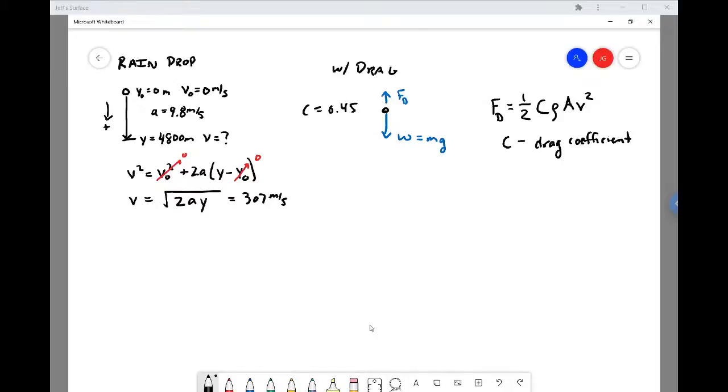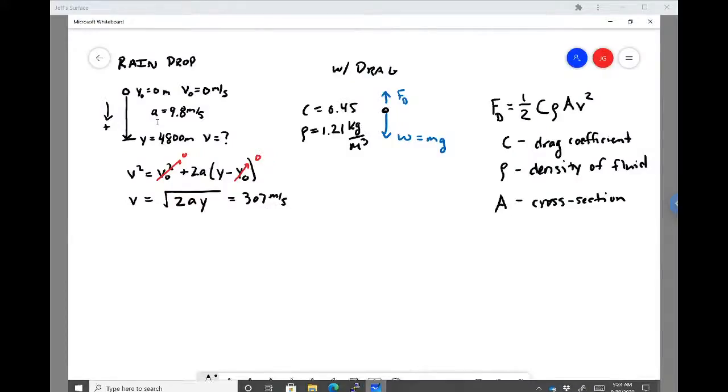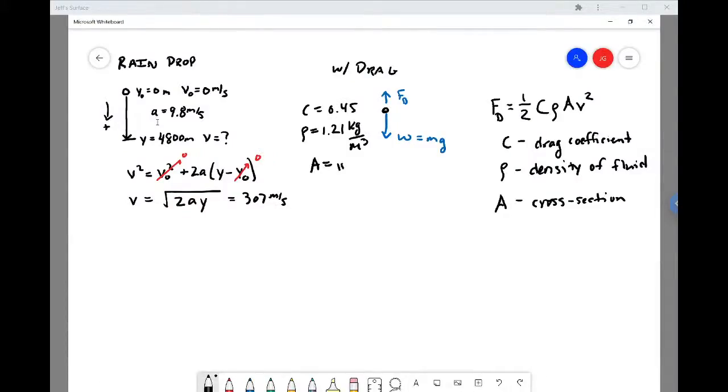That's our drag coefficient. Rho here is the density of the fluid that the object is falling through. So for our problem, it's given to us, the density of air. It says assume the density of air is 1.21 kilograms per cubic meter. A is the cross-sectional area of the object. So for our problem here, A is the area of a circle, which is the cross-section of the sphere.